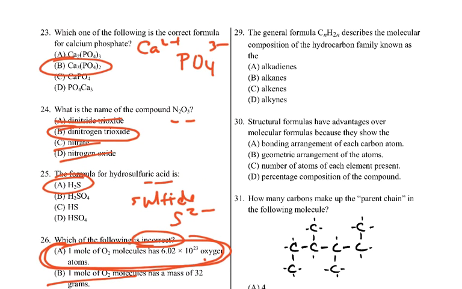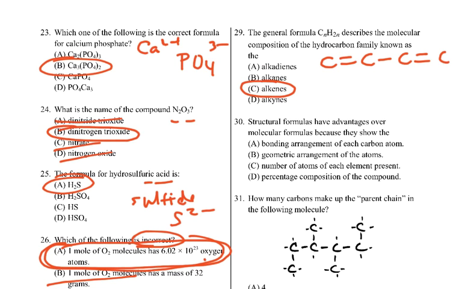Okay, last few. The general formula CnH2n describes what? It describes the alkenes. Alkanes are 2n plus 2. Alkynes are 2n minus 2. Alkadienes would be something where there are 2 double bonds in the molecule, and that would have the same formula as the alkynes.